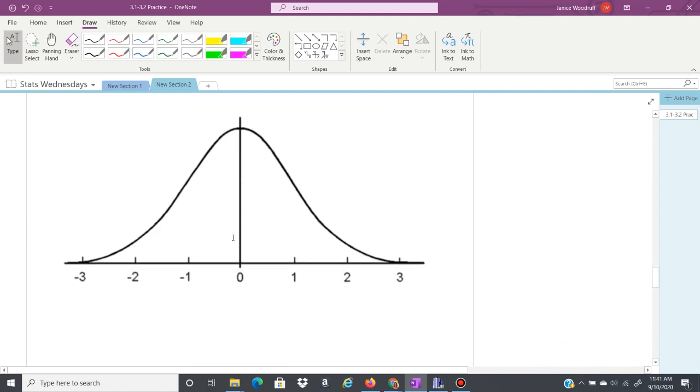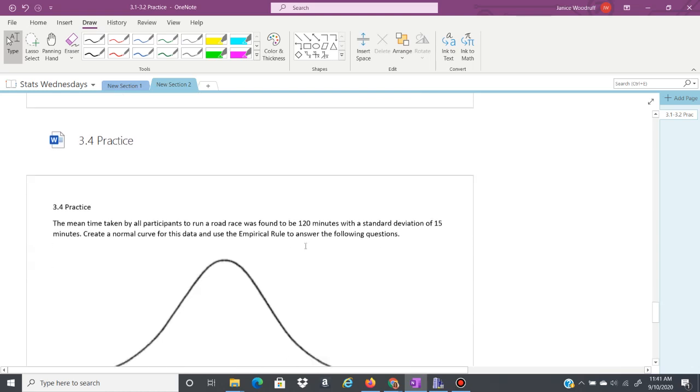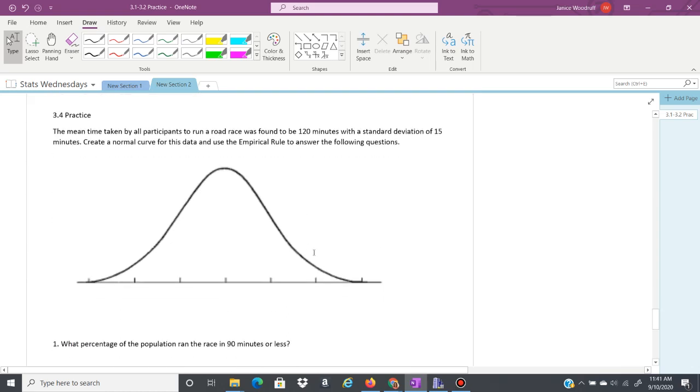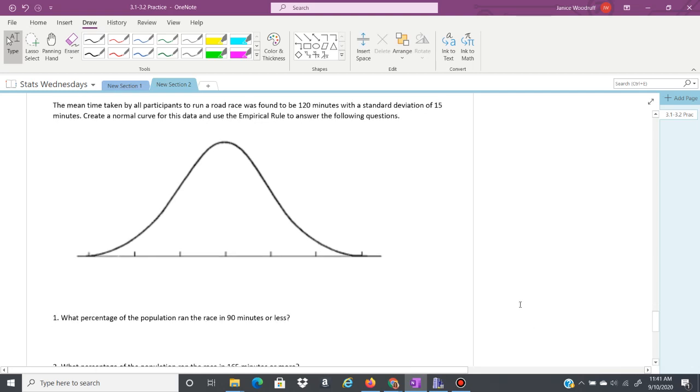All right, so if we put that on the graph, we're not going to put that on the graph right now. It's on there though. It's not too hard to find. All right, we're going to do one more problem. And we're going to fill this out.